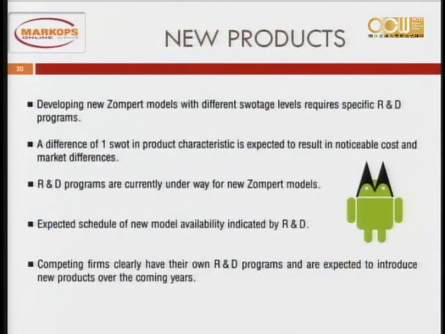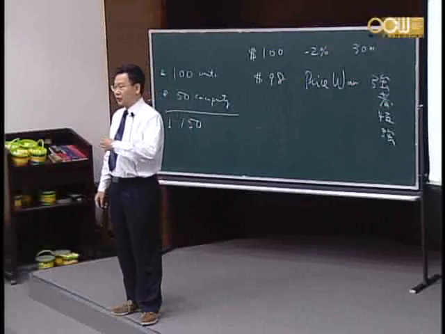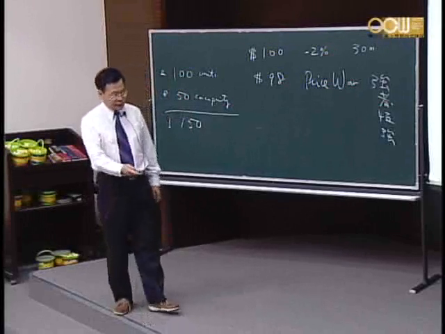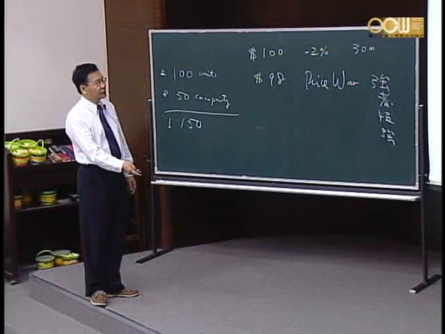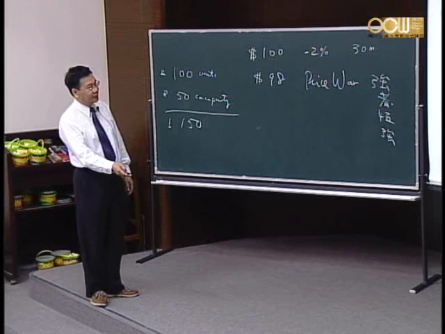New product. And I said that you can bring new product. So it requires R&D, okay? A difference of one strategy, but okay, anyway, so product is different. R&D program currently underway for a new zone per model. Expect a new model available by R&D. Competition is clear here, okay? So what it says here is, yes, the computer will allow you to bring in new product. I will tell you where that is, all right? I will show that later.